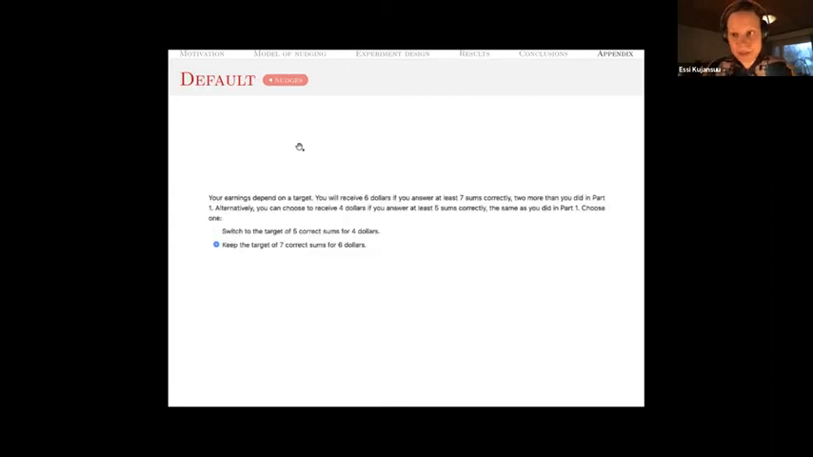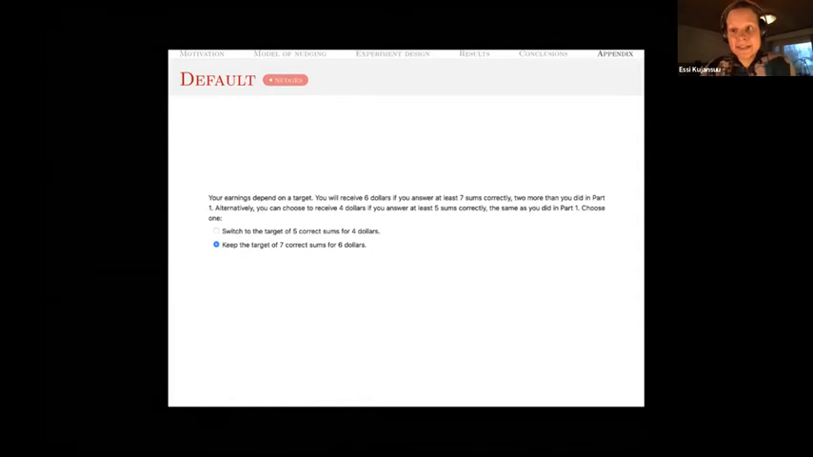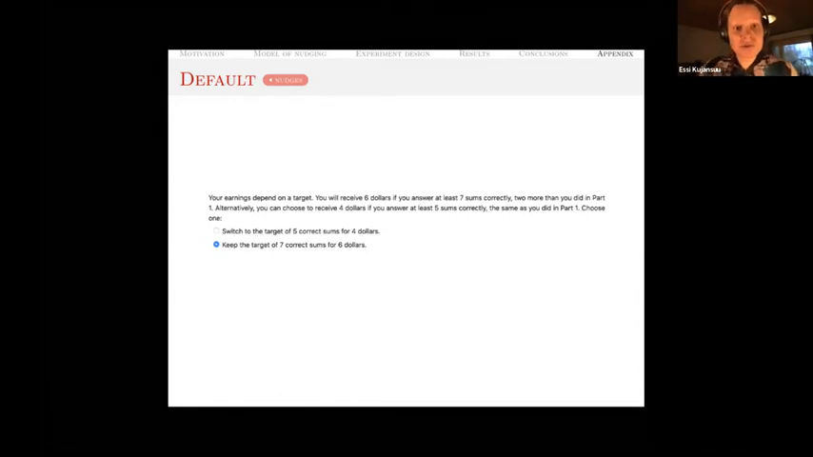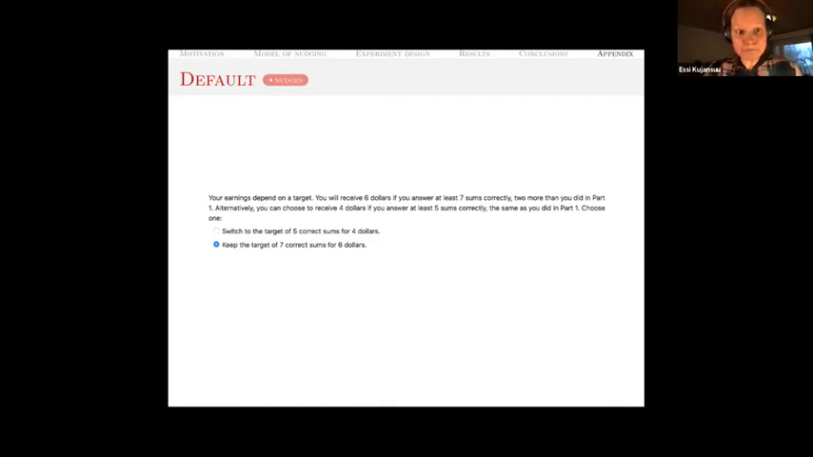In the default, we use 2 methods of defaulting the choice. The first one is that the higher target is already pre-selected on the program when they enter this page. And the second one is that we tell them this is the starting point. So your earnings depend on the target. You will receive $6 if you answer at least 7 sums correctly, 2 more than you did in part 1. Alternatively, you can choose to receive $4 if you answer at least 5 sums correctly, the same as you did in part 1. And here we say you can switch to the target of 5, or you can keep the target of 7.